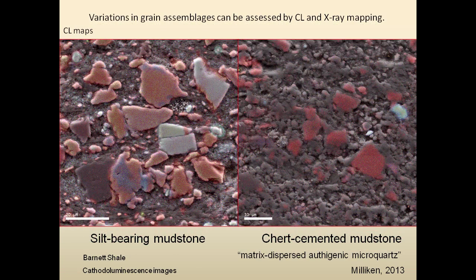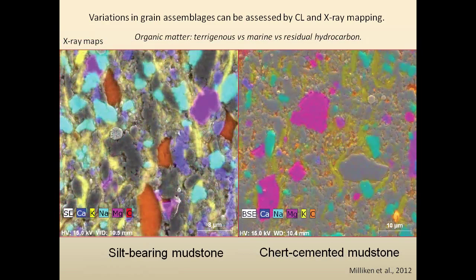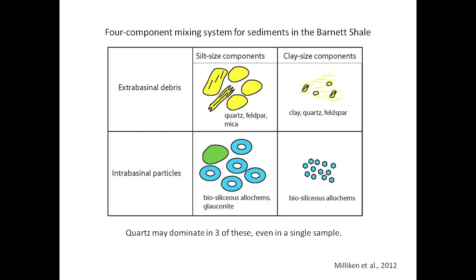Seen in cathodoluminescence, you can really see the contrast in these as well. And considering the organic matter content, that also varies a lot. These have primarily terrigenous organic matter, whereas these have really fine-grained organic matter, mapped here by the carbon in orange, that is primarily marine. So it's a complicated mixing system. We have particles from outside the basin, inside the basin, of both silt and clay size. Quartz can potentially dominate in three of these, even in the same rock.